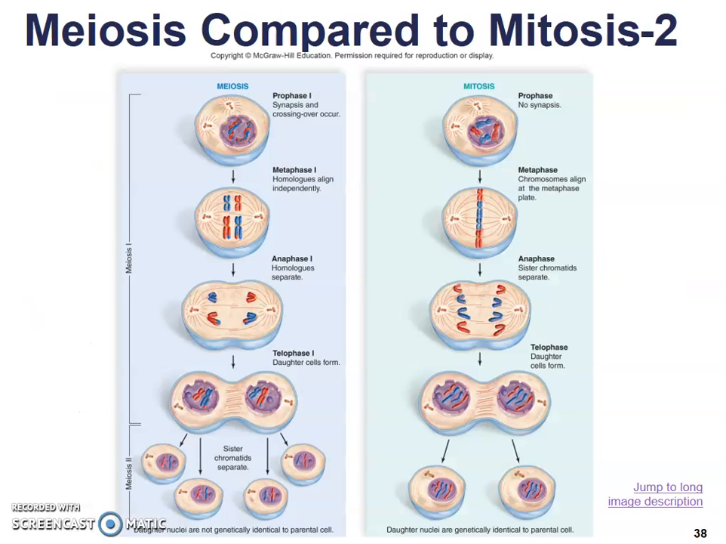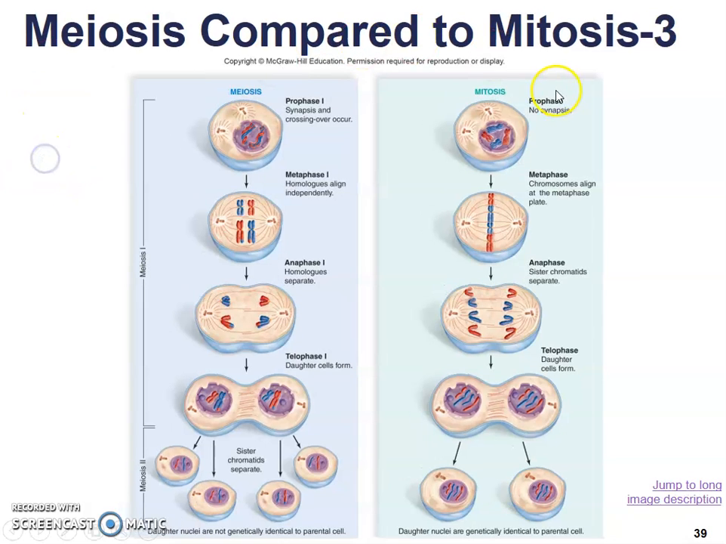And so here we have meiosis on the left and mitosis on the right. You'll notice that these 2 cells are identical to the parent cell up here, but you'll notice that the 4 daughter cells of meiosis are not identical to the parent cell. And you'll notice that they have half the number of chromosomes.